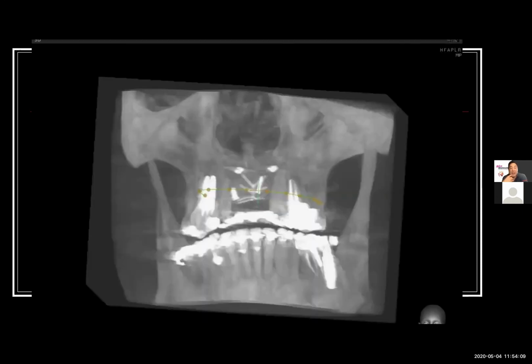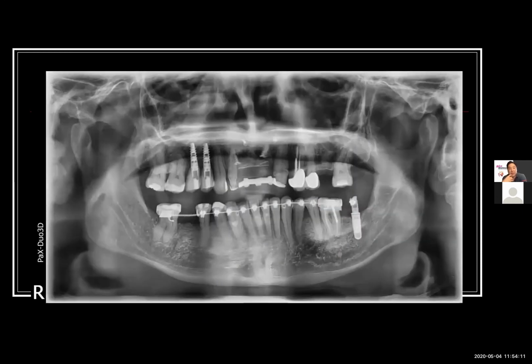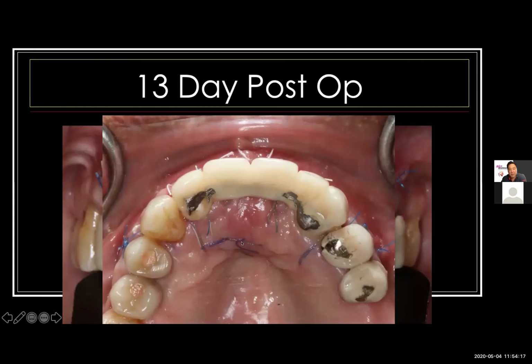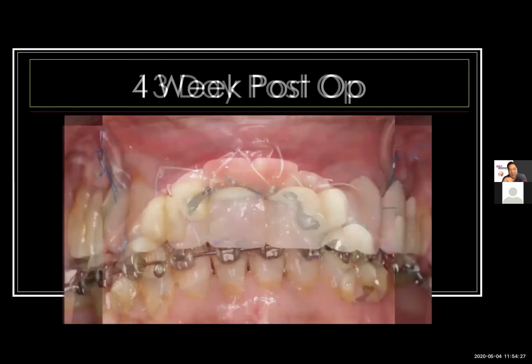And then he healed uneventfully. Here's 13 days, still left the sutures in. Still uneventful healing. Here's a palatal view. Look at the tissue though. The tissue quality looks amazing. And so for anything, at least the PRF, we know that the soft tissue benefits are clearly beneficial for our patients. So look at the soft tissue.